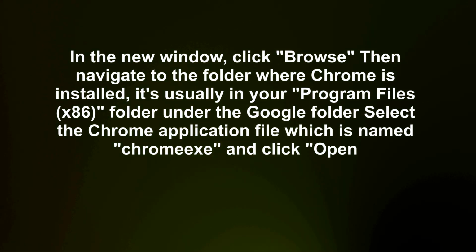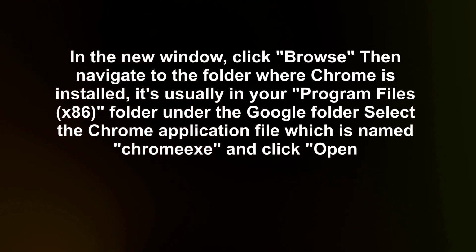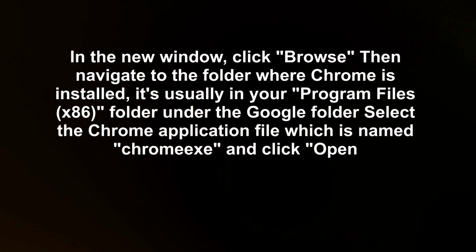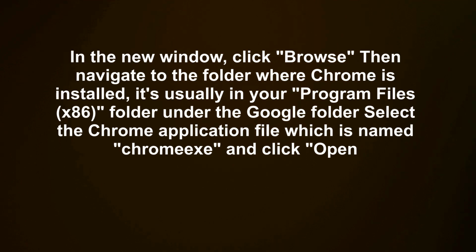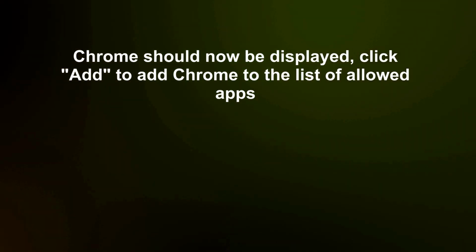In the new window, click Browse, then navigate to the folder where Chrome is installed. It's usually in your Program Files x86 folder. Under the Google folder, select the Chrome application file, which is named Chrome.exe, and click Open. Chrome should now be displayed.